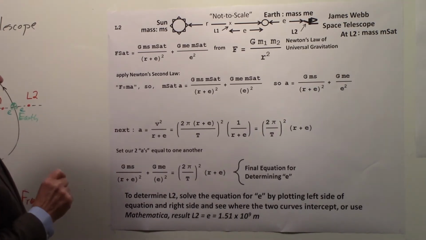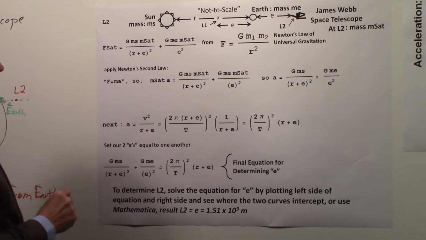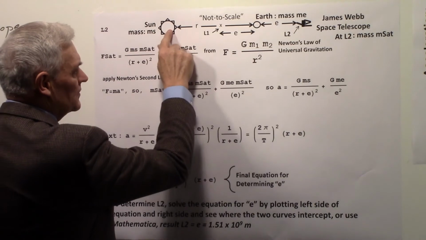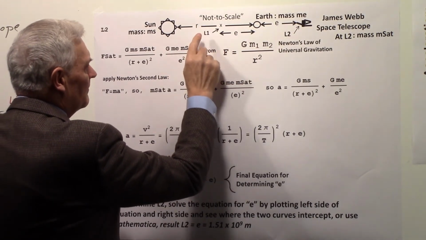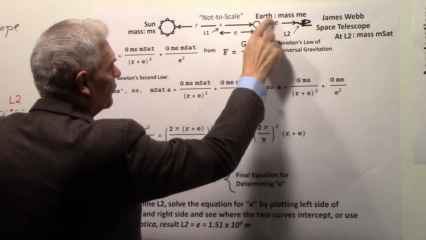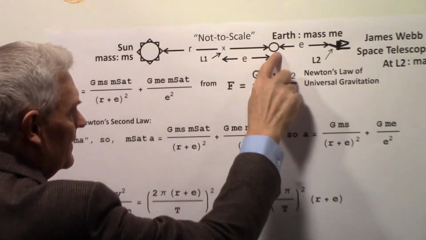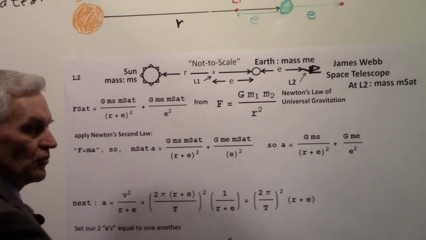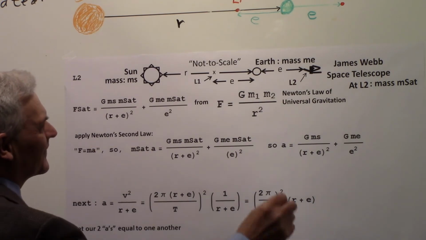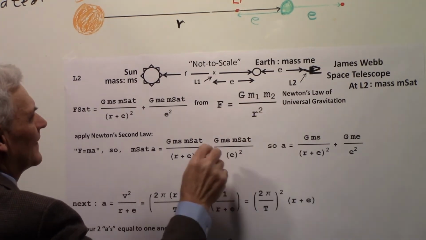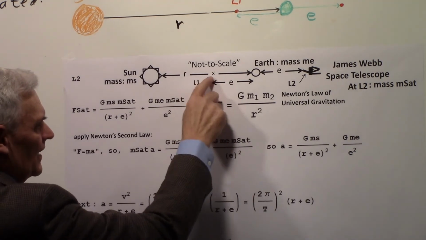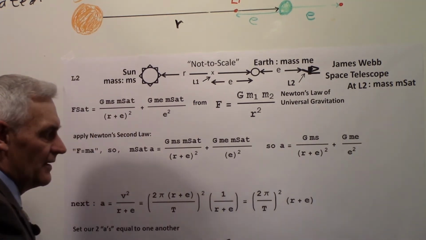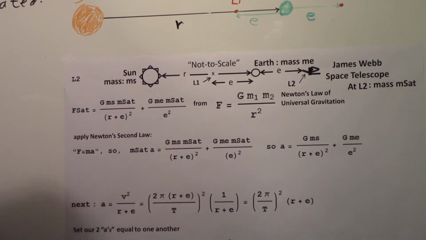So this is a summary. We really wanted to find L2. So again, we have the sun, and the mass of the sun is ms. We have the distance from the sun to the Earth being r. We have the Earth with a mass me. Distance from the Earth to the James Webb Space Telescope, see, that's my drawing for the James Webb Space Telescope. That distance is e. Again, none of this is to scale, and over on this side we have the L1 point. So the James Webb Space Telescope is at L2, and the mass of the satellite, we'll just call it MSAT.